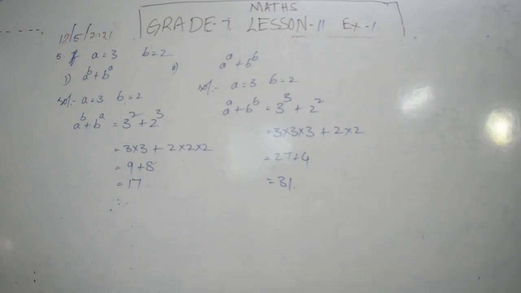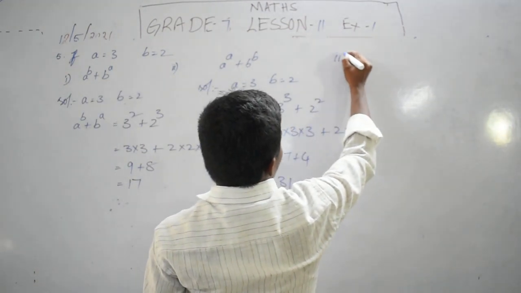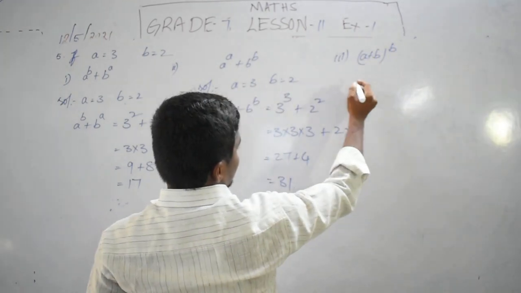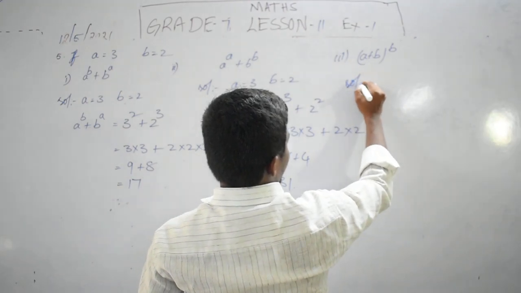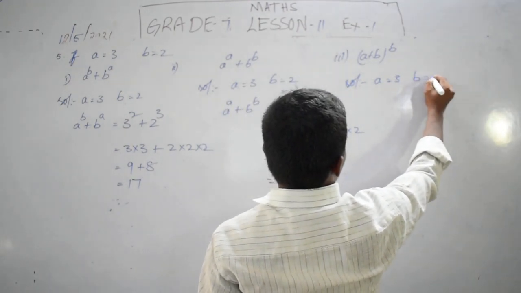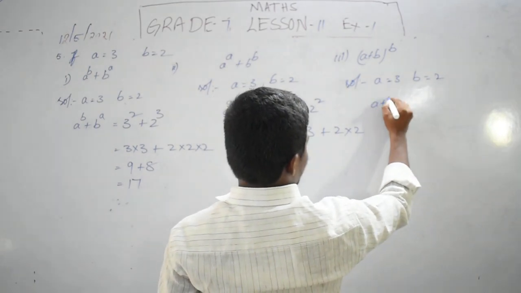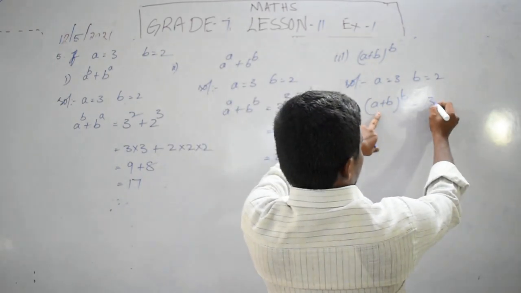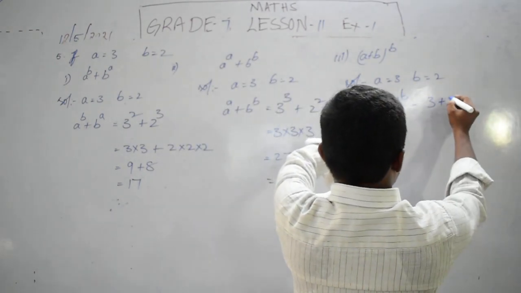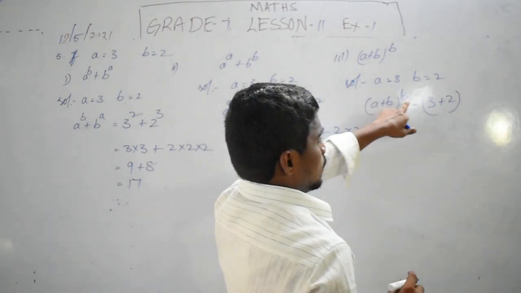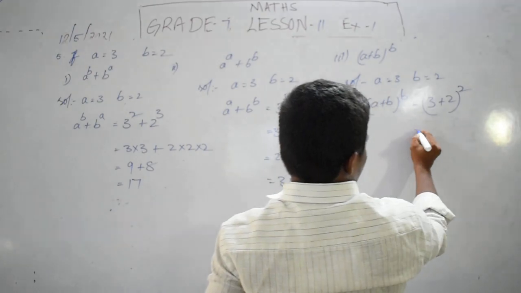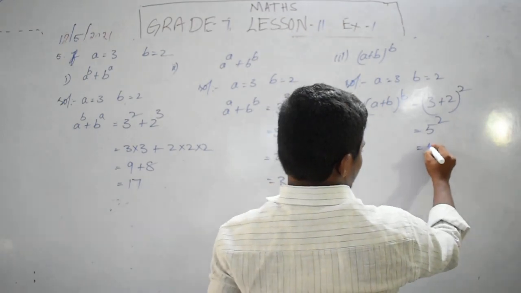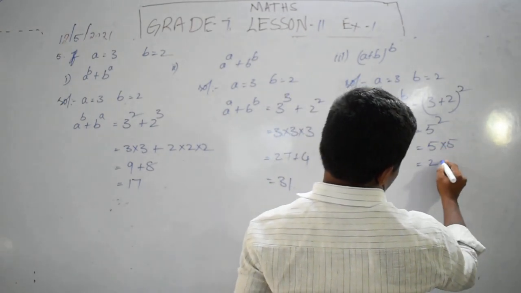Next, the third one, see: A plus B whole power B. A value is 3, B value is 2. So A is 3, plus B is 2, whole power B, which is 2. So 3 plus 2 is 5, square. So 5 into 5 is 25.